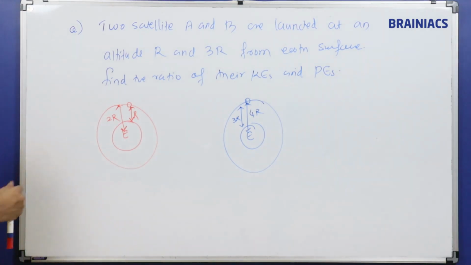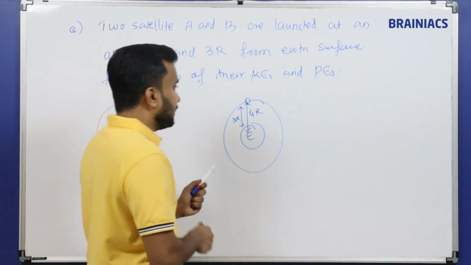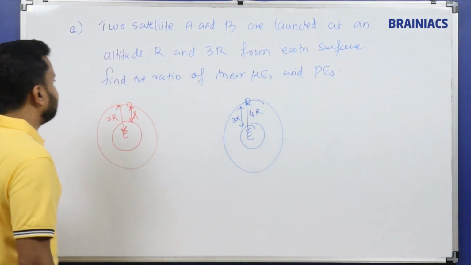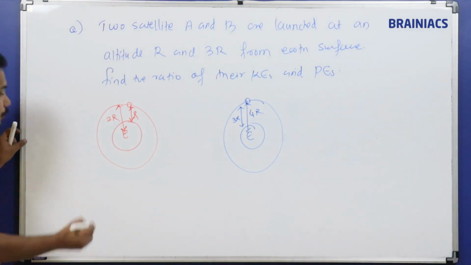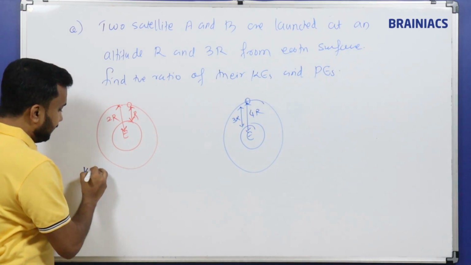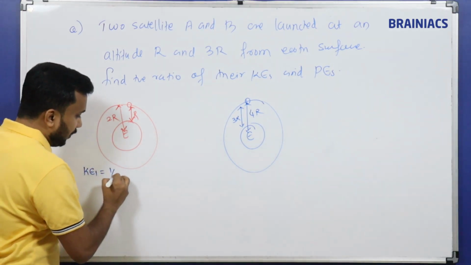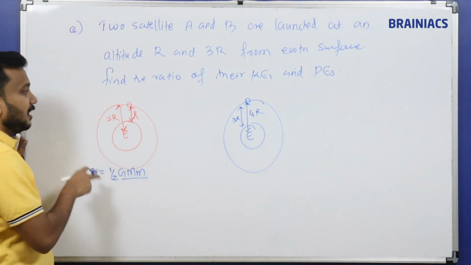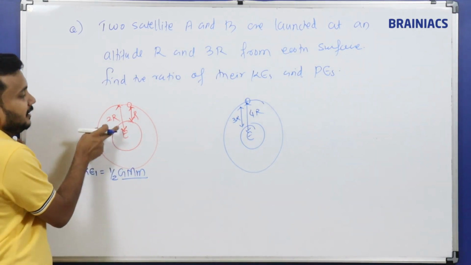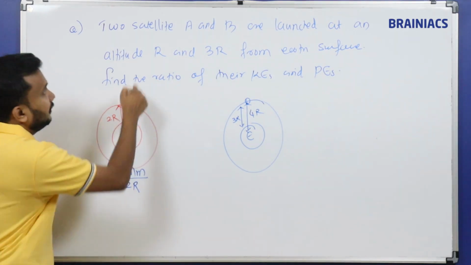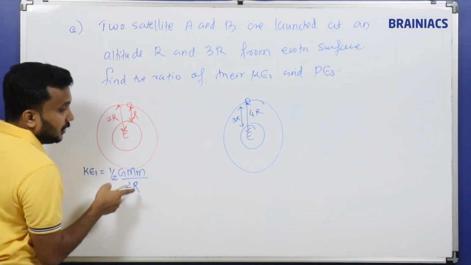Next we have to find out the kinetic energy. I know the equations for the kinetic energy. So what is the expression for the kinetic energy? What is the expression for the potential energy? Just a minute ago we have seen it. So kinetic energy is equal to 1 by 2 into GM divided by r. r is the distance from the center. Now how much is the distance from the center here? 2r. The question is given r, but we have taken 2r.